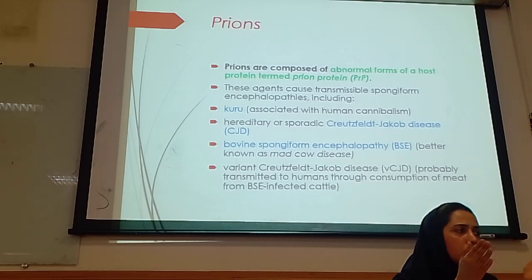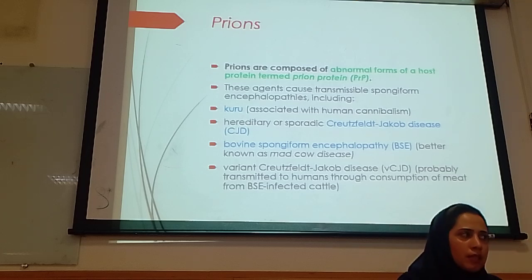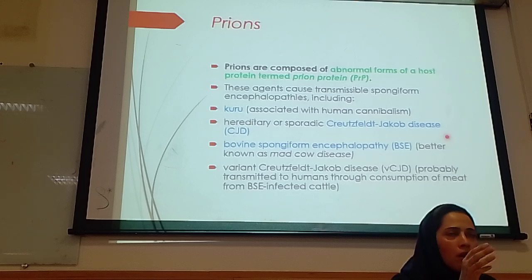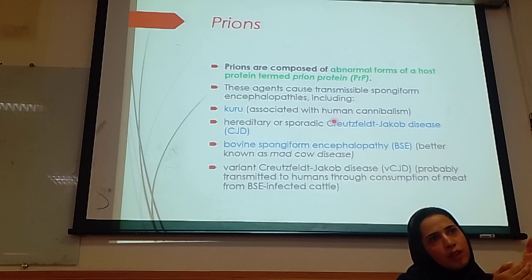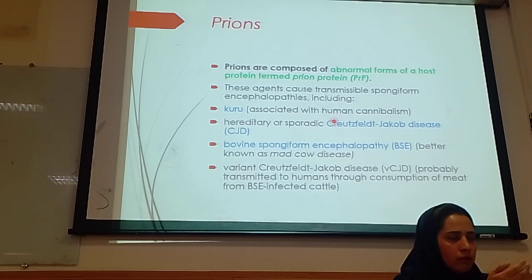The prion agents can cause transmissible spongiform encephalopathies, such as Creutzfeldt-Jakob disease, bovine spongiform encephalopathy or mad cow disease, and variant Creutzfeldt-Jakob disease. All of these disorders are encephalopathies. For example, do you know what is associated with human cannibalism? What does it mean? A human eats another human. Yeah, exactly. When a human eats another human, and if that human is infected with prions, we will see kuru in the patient. And other disorders, for example, Creutzfeldt-Jakob disease and mad cow disease, are caused by prions.